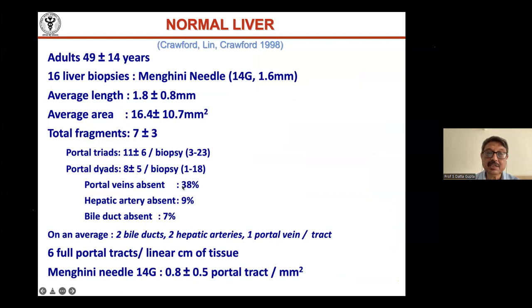But the important thing of noting this is that in NCPF also you don't see portal veins. Therefore, the clinical findings are very important before you interpret. And just because you don't see it in one portal tract, you don't make a diagnosis of NCPF. The hepatic artery may be absent in some, and bile duct may be absent in others.